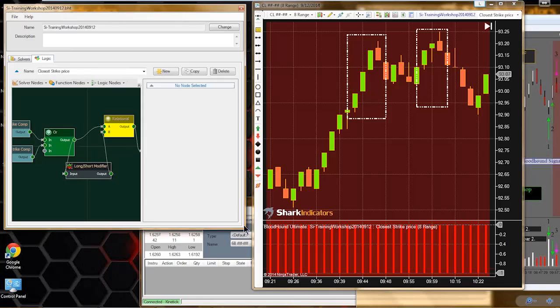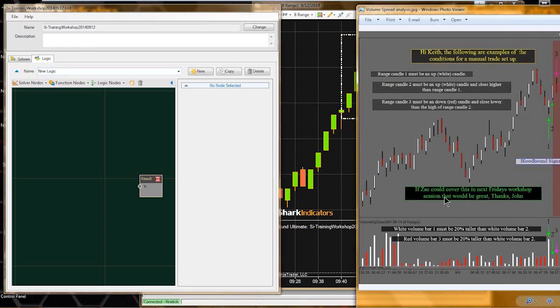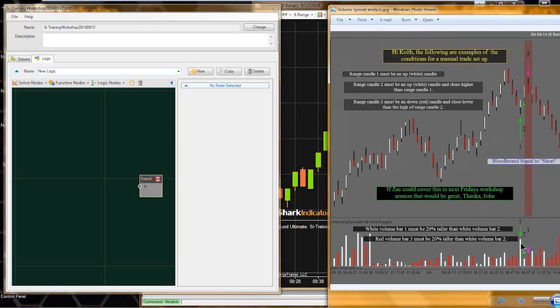Alright, so I'm going to create a new logic here. And let's see, the name of this, I think this was being called a volume spread. We're doing a volume spread analysis. Essentially, the key to this is actually the volume setup down here. So we'll work on the volume setup secondly. That's a little more complex. So I guess I'll call this the volume spread.